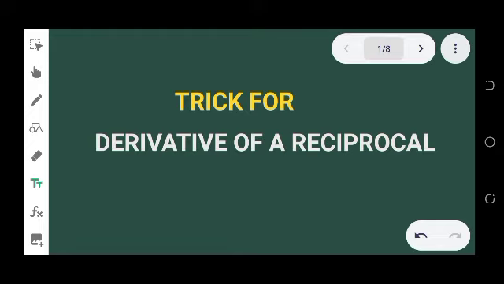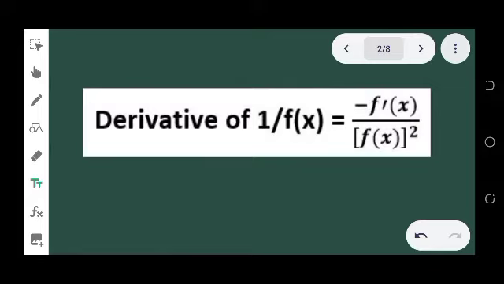Now, in this video, I am going to teach you a trick for finding the derivative of a reciprocal function. The formula that we're going to use in order to find the derivative of a reciprocal function in a short way will be equal to negative f prime of x all over f of x squared. As you can see, you have a squared term in the denominator. This is actually taken from the quotient rule. If we get the derivative of any reciprocal function and apply the quotient rule, you will notice that this form will come out.